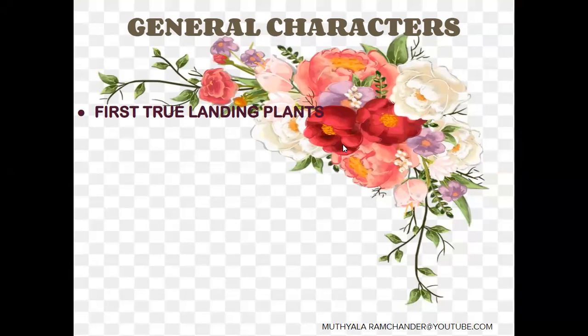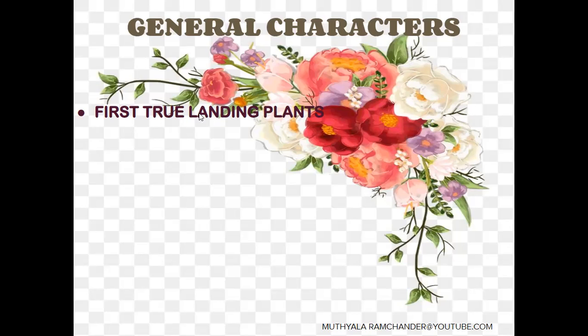Pteridophyta plants are called first true landing plants. True indicates that plants contain xylem and phloem. Xylem and phloem tissues are present in the plant body, so xylem and phloem tissues are called vascular tissues. The plants with vascular tissues in the plant body are called Tracheophyta plants.